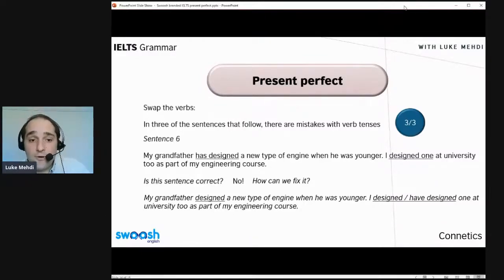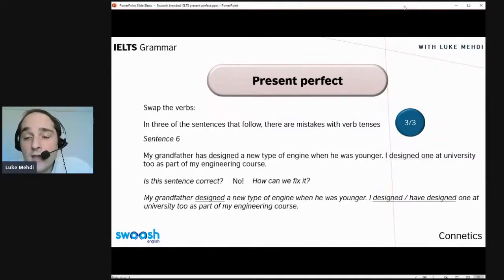So my grandfather designed a new type of engine when he was younger. Well, he's now your grandfather. Presumably he's, you know, fairly old, older than you are, certainly. So that is something that started and finished in the past. I designed or have designed one at university too as part of my engineering course.